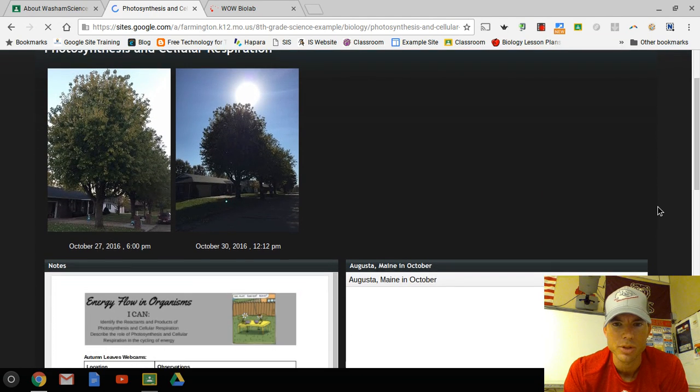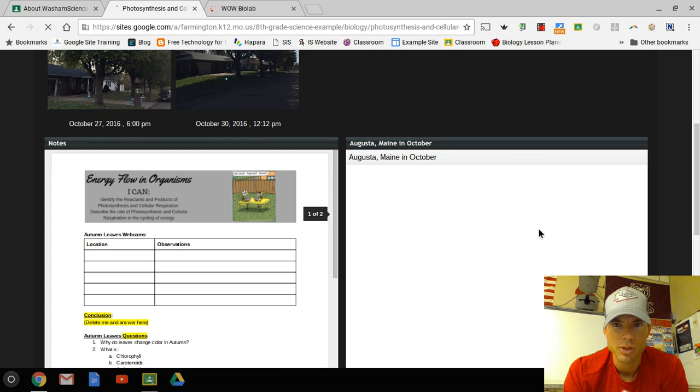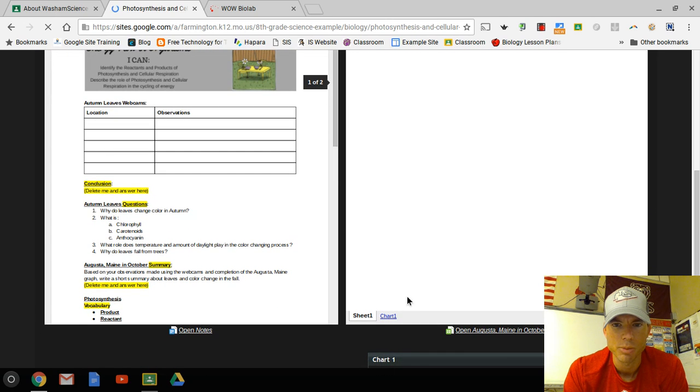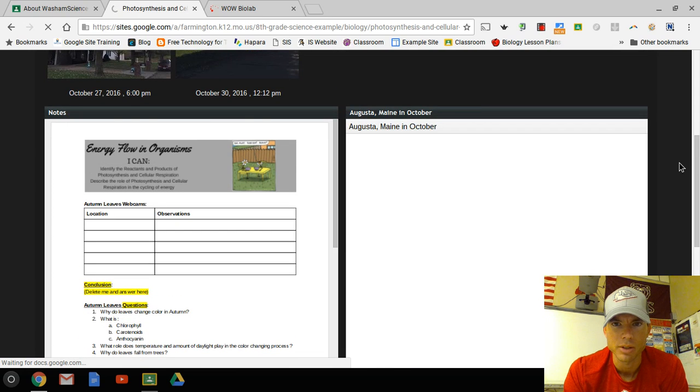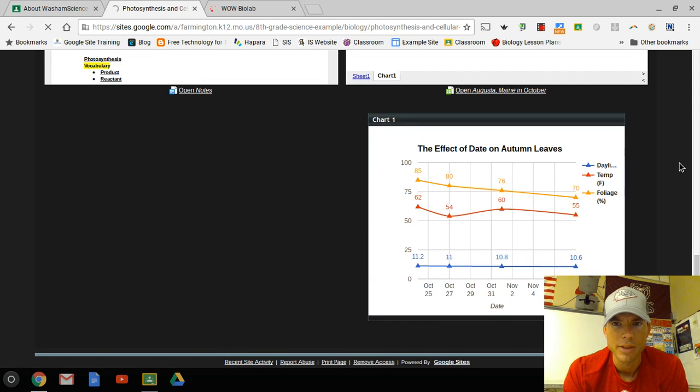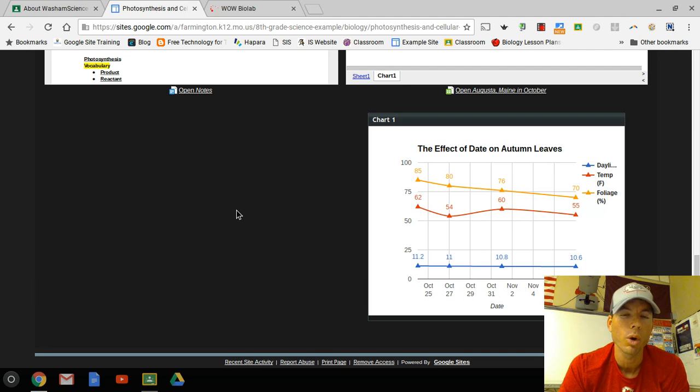You got pictures of your tree, you got your notes, you got Augusta, Maine in October, which should include some data and a chart. It's loading kind of slowly there, but it would include both. And then once the whole lab finishes, you would have this chart down here about the autumn leaves. That's the observations you're doing at home. And then right over here, after I finish this video, I'll have it updated with what you would have, which would be a 1-minute video about the snails in the elodea lab.